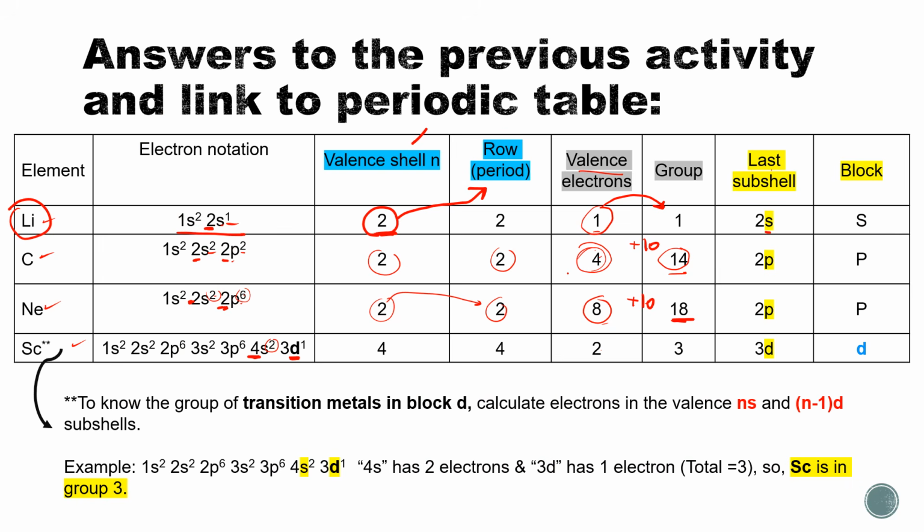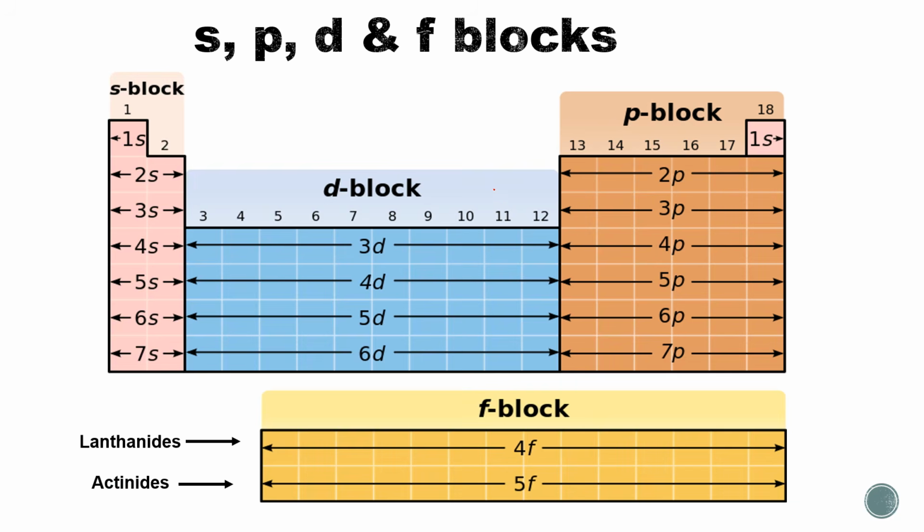All right? Now, you will see the blocks here. I wrote blocks in here. So the last subshell gives me the blocks in the periodic table. So this is the periodic table. If we look at the periodic table, we can see that it's divided into blocks. This is the S block, this is the D block, this is the P block, and this is the F block. What do we mean by that?